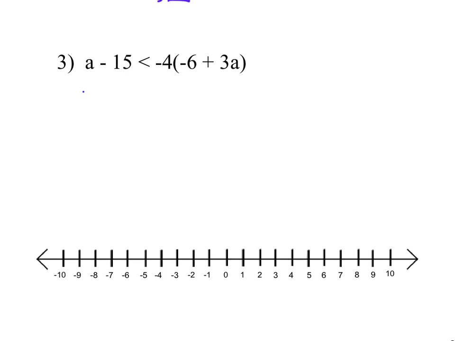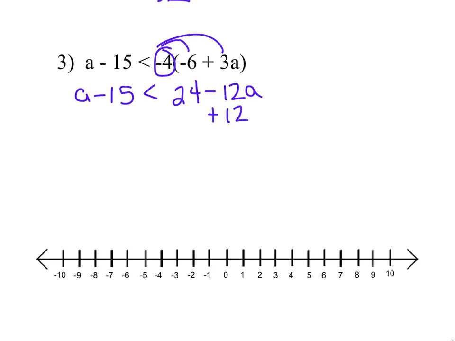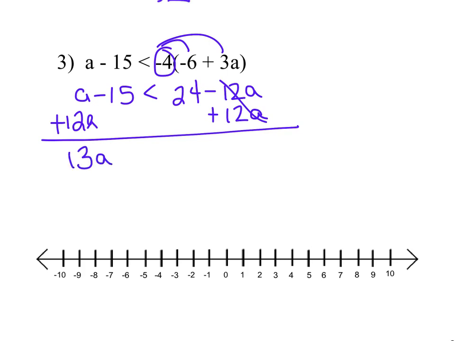So here we go. All right. Nothing to do on this side. Let's multiply in that -4, so that it would be a +24 minus 12a. This is the moment you move the variables. So I'm going to move 12a over here. Remember, I like everything on the left side. That's -15 is less than 24.